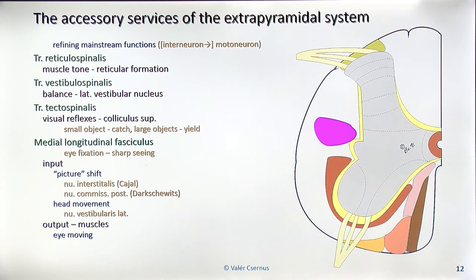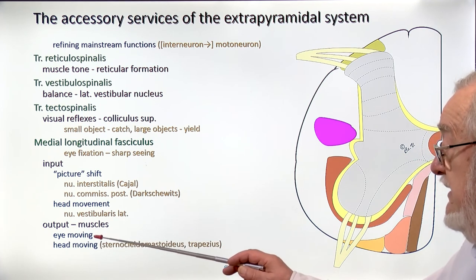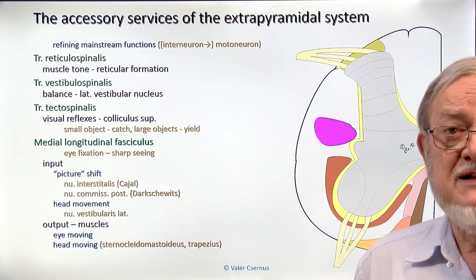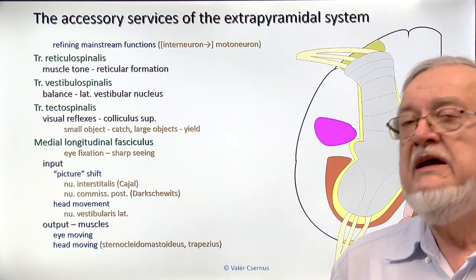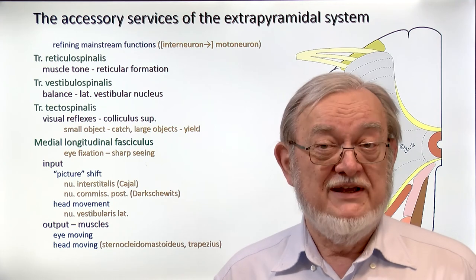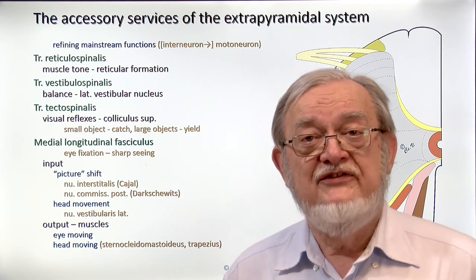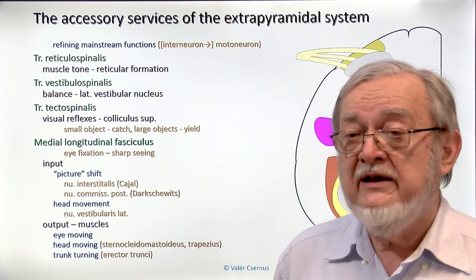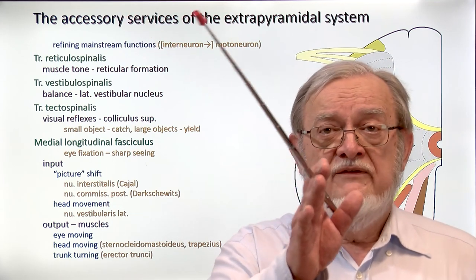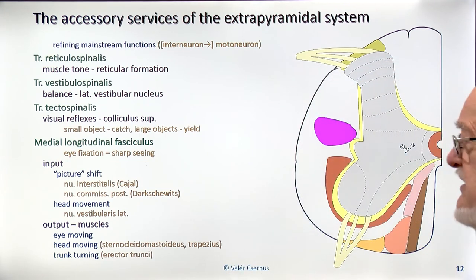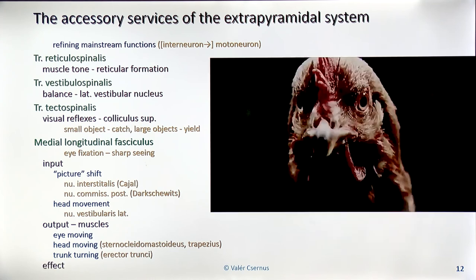So the output goes to all the muscles which have something to do with the position of the eye and head. Two important muscles move the head, the sternocleidomastoid and the trapezius muscle. With these muscles, we put the head in any position, and the accessory nerve doesn't do anything else, just moves the head, and partially its fibers control sharp seeing. And finally, the trunk: if the object moves a large way, we can also turn the trunk. Probably you're familiar with this movement if on the street something interesting moves beside you.